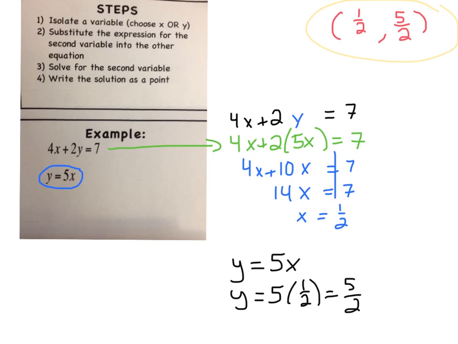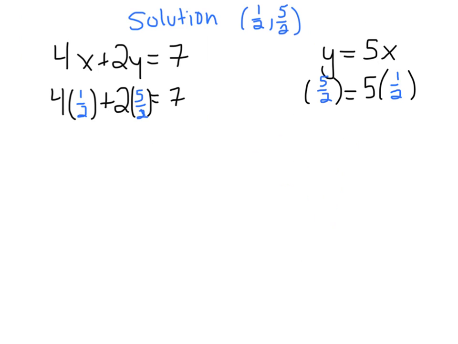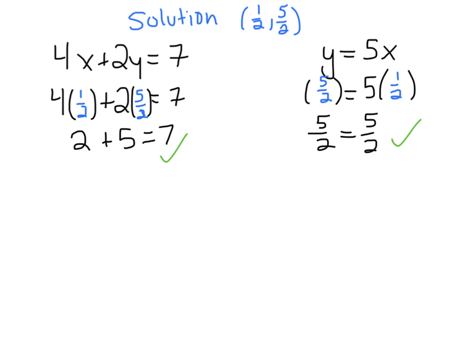This means a few things. This means that if I were to graph the two lines, this is where they would cross. It also means that (1/2, 5/2) is a solution to both the equation y equals 5x and 4x plus 2y equals 7. And we should, of course, always check this. I would check this by taking my two original equations and substituting in my ordered pair x, y to see if I get true equations. In my first equation, I get 2 plus 5 equals 7, which I know is true, which means that (1/2, 5/2) is in fact a solution to the equation. On the other equation, I get 5/2 equals 5/2, which also is true, which means that (1/2, 5/2) is a solution to that equation as well.